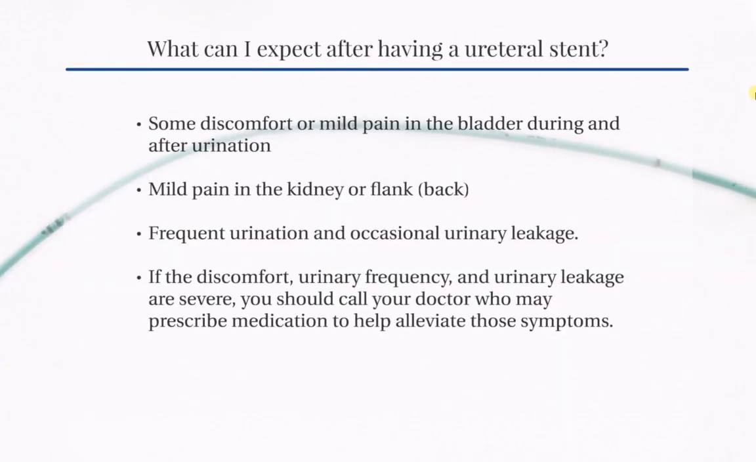What can I expect after having a ureteral stent? You may expect to have some discomfort or mild pain in the bladder during and after urination. Mild pain in the kidney or flank, also known as the back, is also common. You may also have frequent urination and occasional urinary leakage. If the discomfort, urinary frequency, and urinary leakage are too severe, you can call your doctor, who can prescribe you medications to alleviate those symptoms.